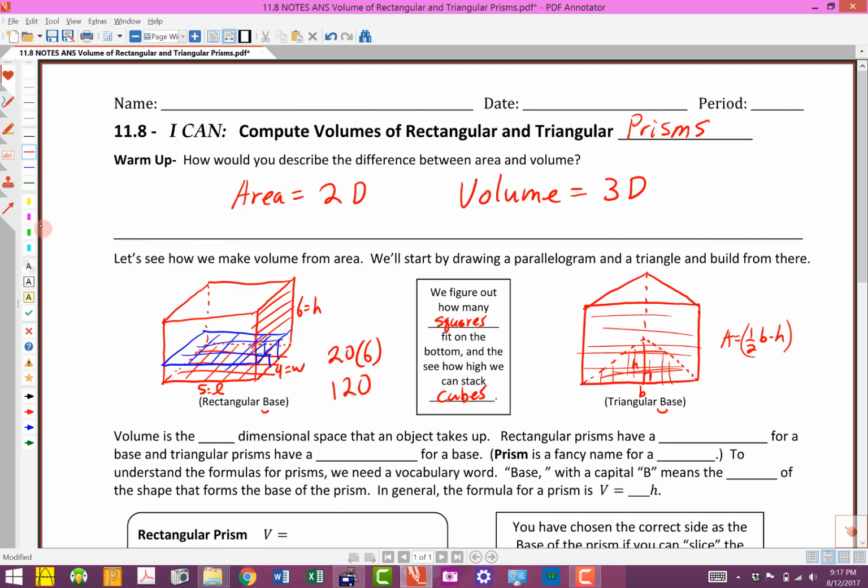We figure out how many we can fill up the bottom with. Okay, let me shade this right here. And then we figure out how tall we can stack them. Same type of idea there.